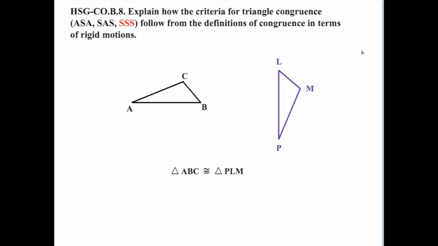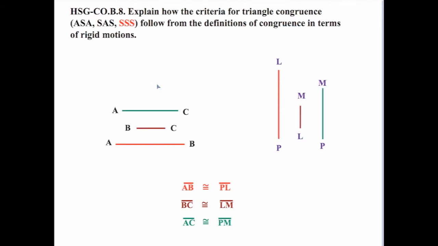And let's look at our third context, side, side, side. And let's say we have these two triangles ABC and triangle PLM. So based on side, side, side, we would have segments AB and PL congruent. We would have segments BC and LM congruent, and segments AC and PM congruent. So we start off on the left over here, we have 3 segments. On the right we have 3 segments, and we do have them paired up to where we have 3 different pairs that are congruent to each other.